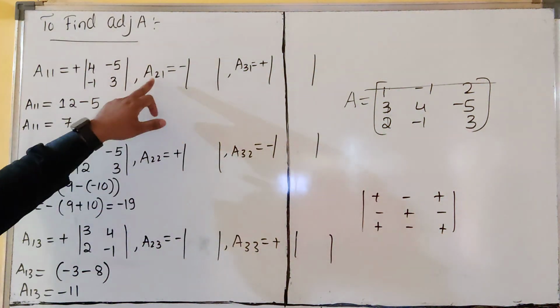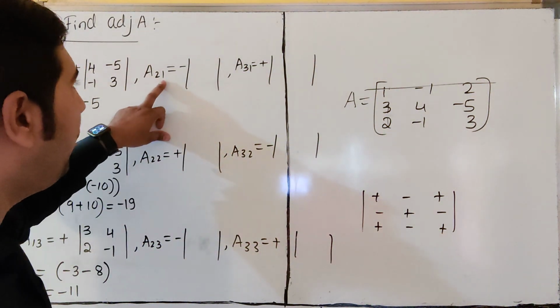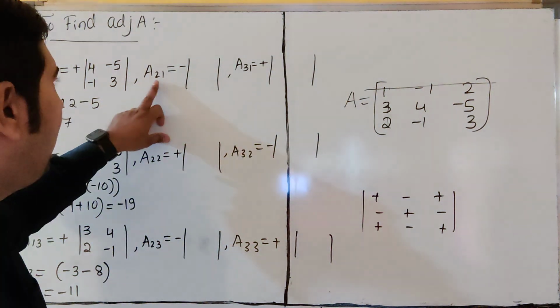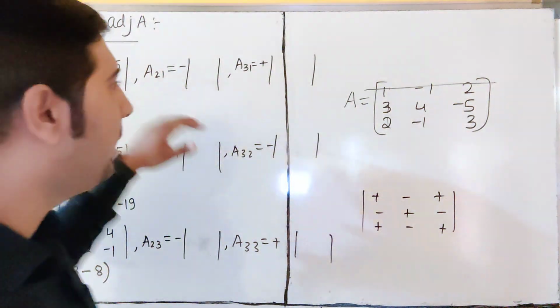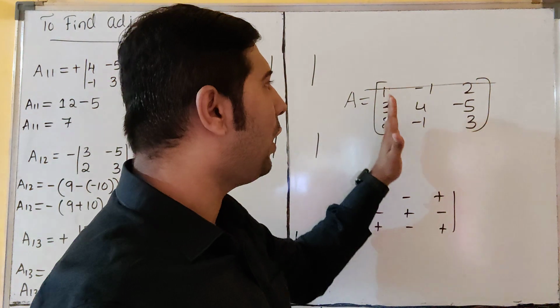So now see A21. Second row you leave, first column. Which row do you have to leave? Second row, first column. Second row you leave, first column you leave.